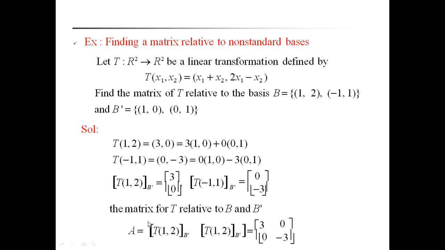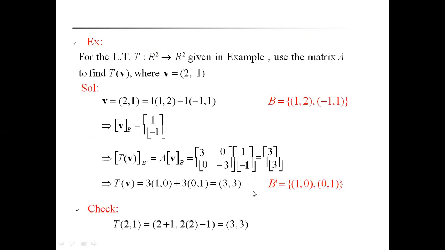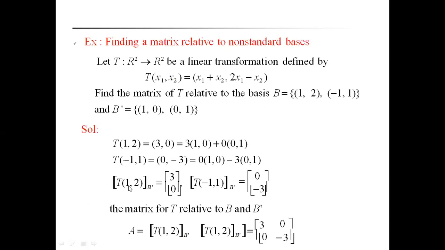What is the formula? A is equal to [T(1, 2)] relative to the basis B dash, [T(-1, 1)] relative to the basis B dash, which is equal to 3 0 0 -3. Therefore, this is the A matrix. This is the matrix of T relative to the bases B and B dash. This is a simple way to represent the matrix of T relative to the given two bases B and B dash.